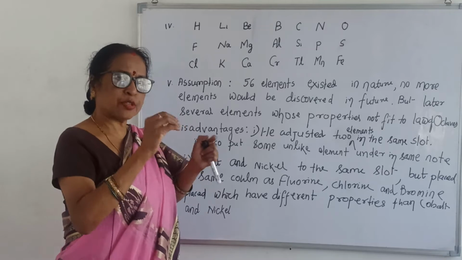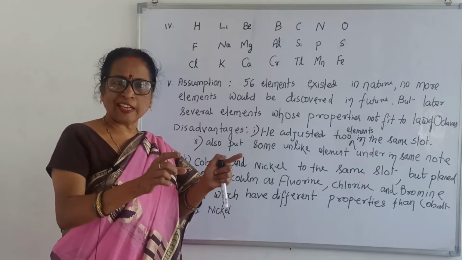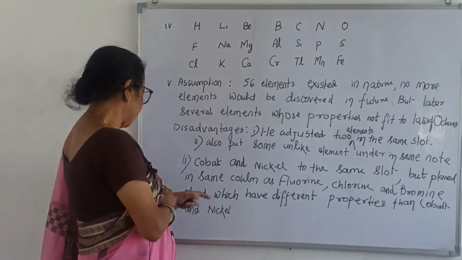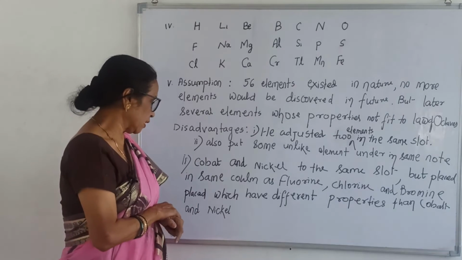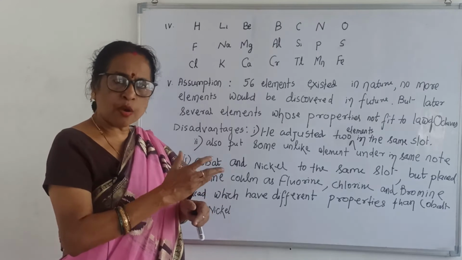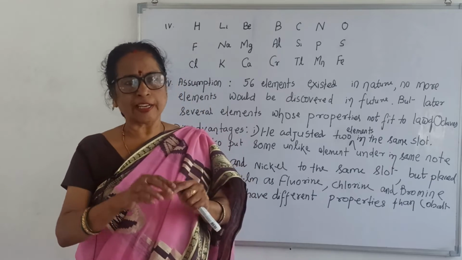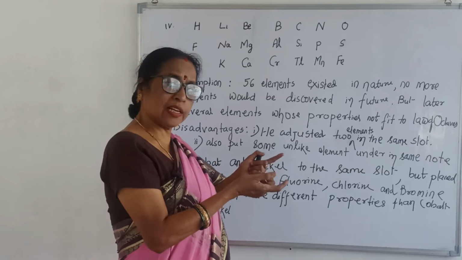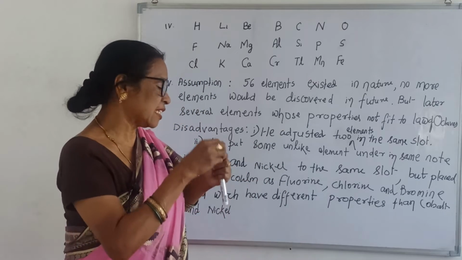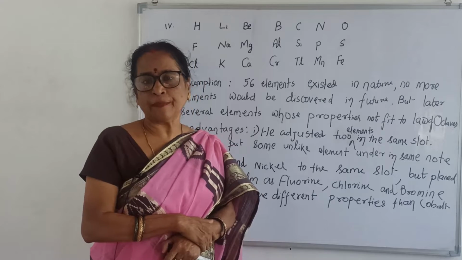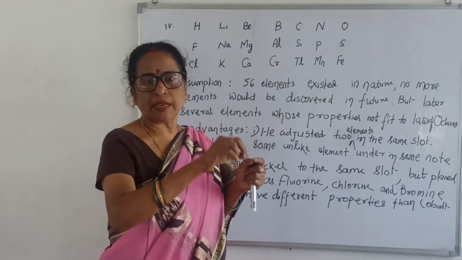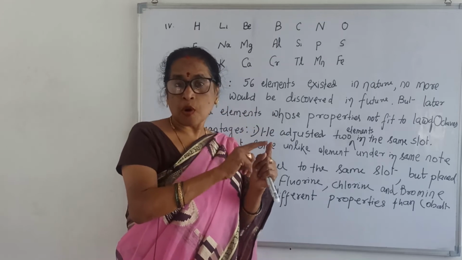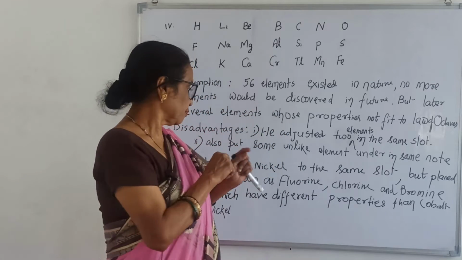Also, in the same slot of 8 elements, he tried to put new elements, 2 elements already. And most important, cobalt and nickel. Now you can see in the new periodic table, cobalt and nickel are together, because after cobalt, nickel is there. But at that time he put cobalt and nickel in the same slot among the 8 elements, though after cobalt nickel is there.